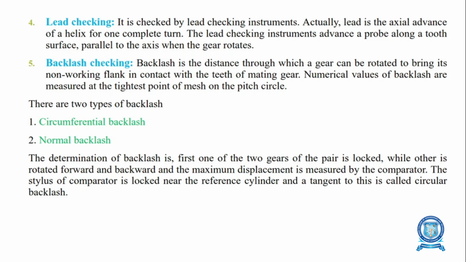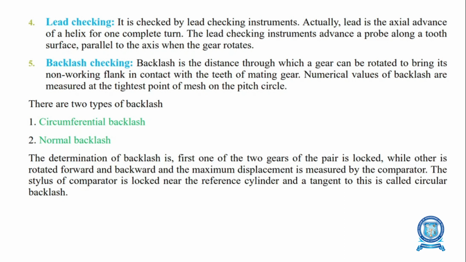Then the next one is backlash checking. In backlash checking, there are two different types: one is circumferential backlash and the other is normal backlash. Backlash is the distance through which a gear can be rotated to bring its non-working flank into contact with the teeth of the mating gear. It is measured by mounting the gears in a specified position. The numerical values of backlash are measured at the tightest point of the mesh on the pitch circle.